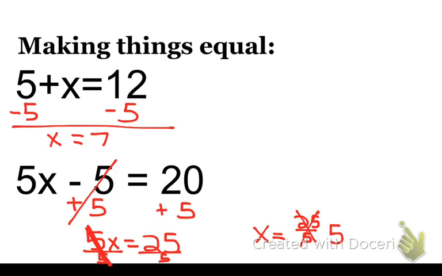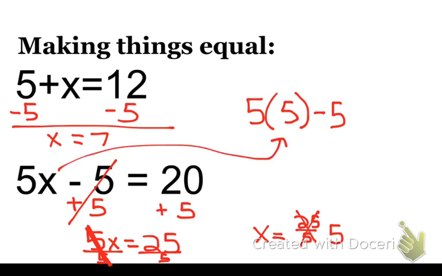And I know it's true because if I take 5 times 5 minus 5, I just plugged this in, it ends up equaling 20, because 5 times 5 is 25, minus 5 is 20. So I figured out what was in that variable, and I can prove that it's right by plugging that value back into my equation and making it true.